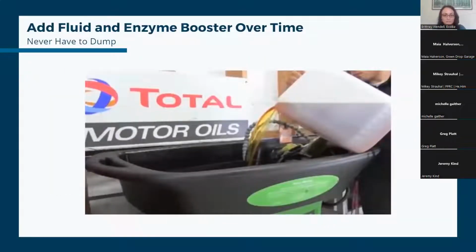And one advantage of enzymatic parts washers is that traditional solvent parts washers quickly become saturated with grease and oil and debris, and then they become ineffective over time. Whereas enzymatics maintain continuous efficacy over time. You don't have to dump them. You just need to add the enzyme booster and a new base solution when it runs low.